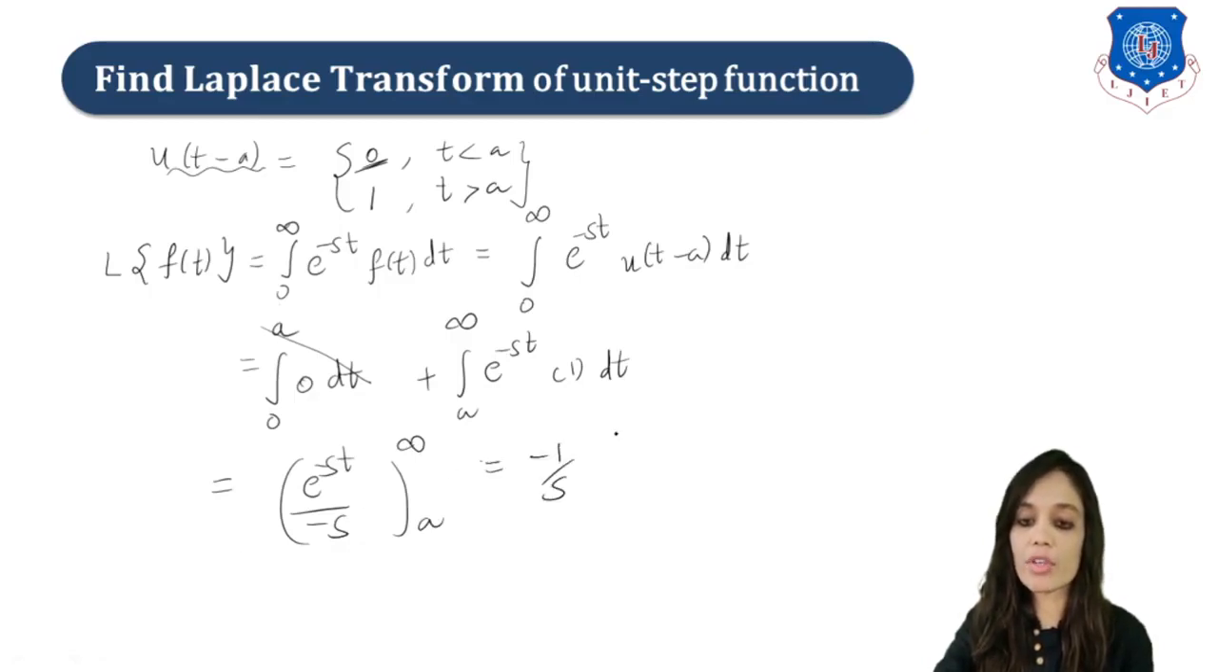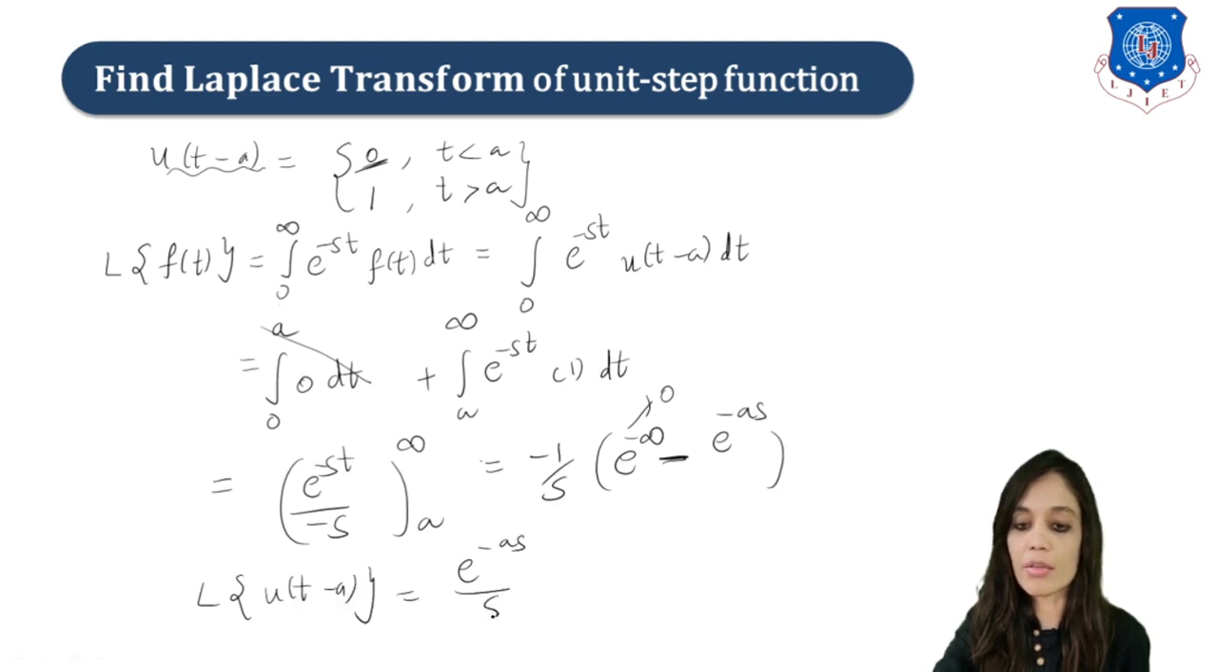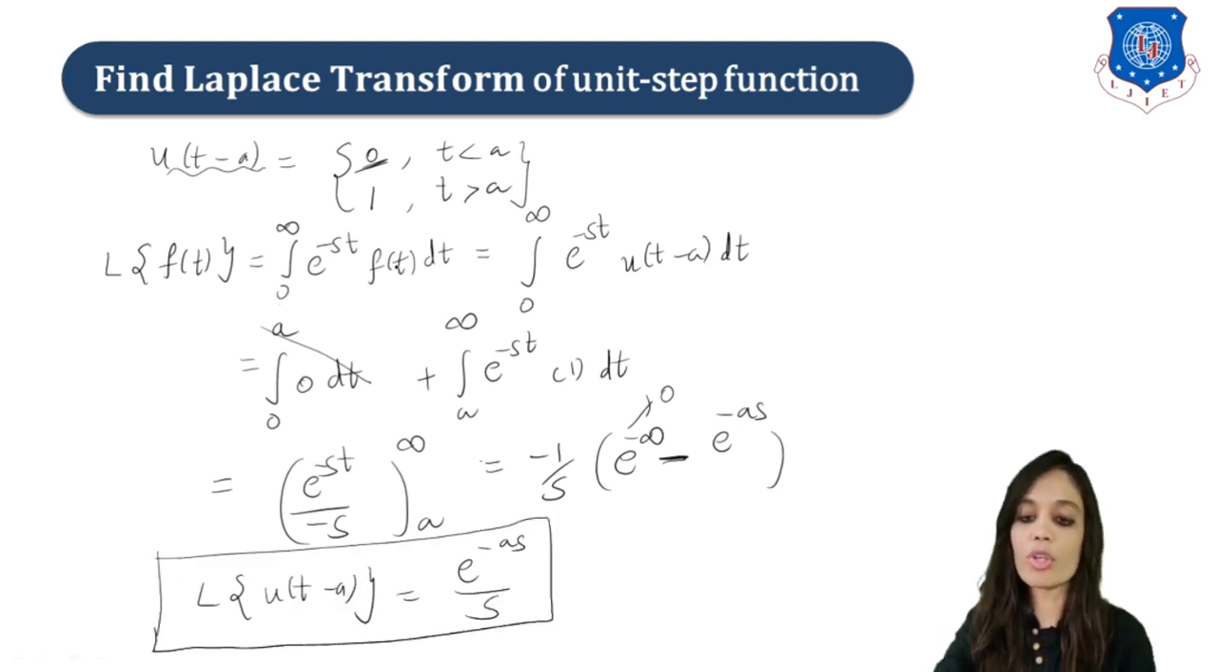Firstly take out minus 1 upon s common. If you put infinity it will be e raised to minus infinity. Now minus, if you put a, it will be minus e raised to minus as. Done. Now e raised to minus infinity, we all know it is 0. So final answer of Laplace of u(t minus a) will be equals to what? e raised to minus as upon s, right? This you have to remember also as a formula.